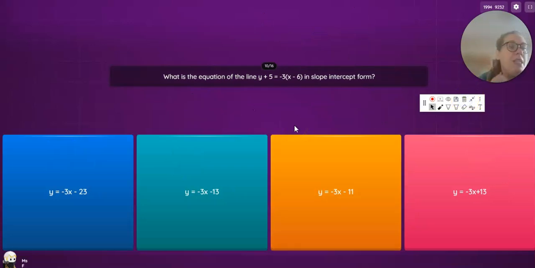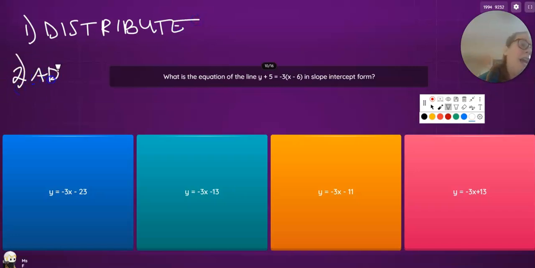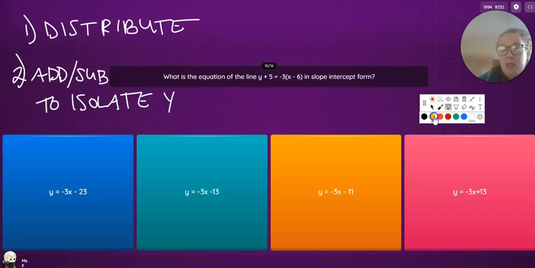Number 10, what is the equation of the line in slope-intercept form? So remember, there's 2 steps to do this. The first thing we do is distribute, and then we're going to add or subtract to isolate that y variable, okay? So we have y plus 5 equals negative 3 times x minus 6. So the first thing we're going to do is distribute.